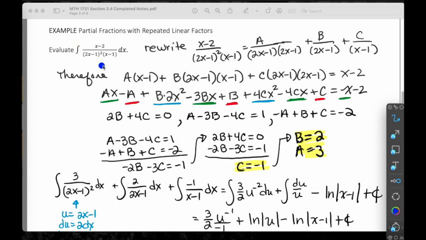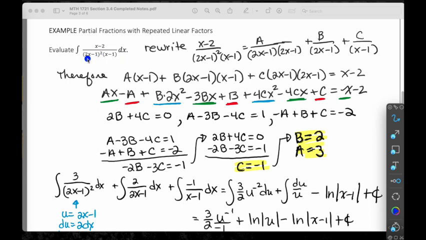So when you rewrite this using partial fractions, you have to have a fraction with a denominator for all the powers leading up to and including the power that's given. So I have to have a fraction with just 2x minus 1, and I also have to have a fraction with (2x - 1) squared. If this was 2x minus 1 to the third, then I would also have to have a fraction with (2x - 1) to the third in the denominator.